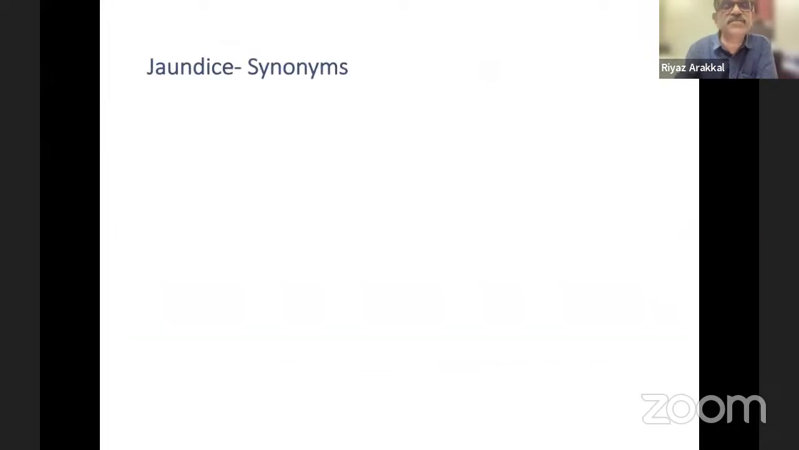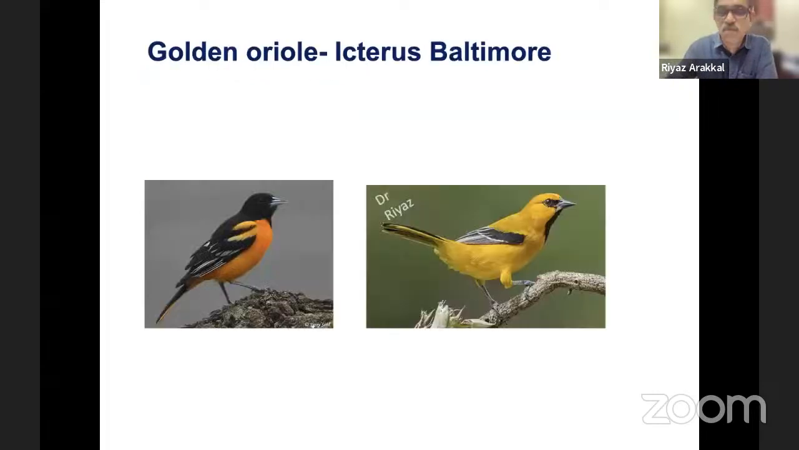So what are the synonyms of jaundice? There are two synonyms. One is icterus, and the second one is morbus regis or royal illness. Why is it called icterus? There are two theories. One theory is that it is the icterus bird, whose zoological name is Icterus baltimore. Look at the feathers of this bird. It has got beautiful yellowish orange feathers. And because of the resemblance to the feathers of the icterus bird, maybe jaundice came to be known as icterus.